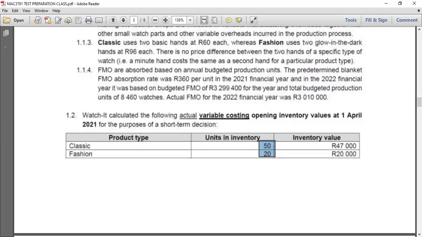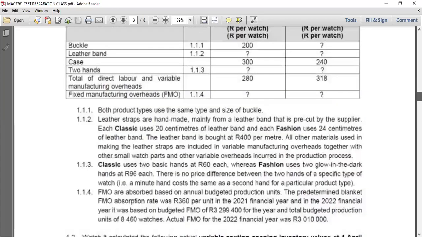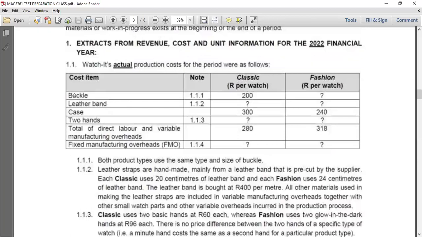Right. Our production costs, we add all our production costs, that is variable and fixed production costs. Right, there's a backhoe here. Both product types use the same type and size of backhoe. So this one is 200. So what does that mean for this one?